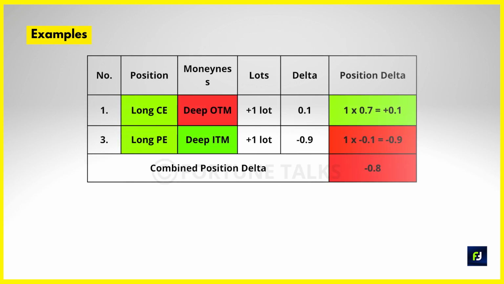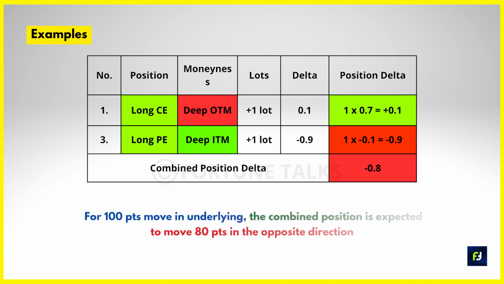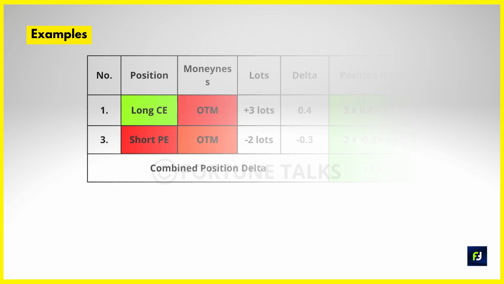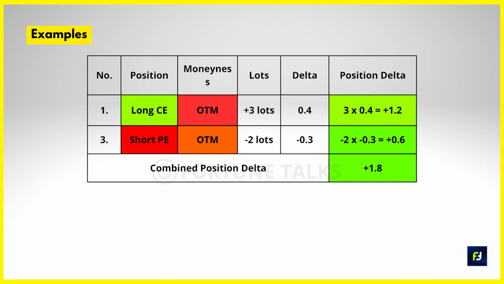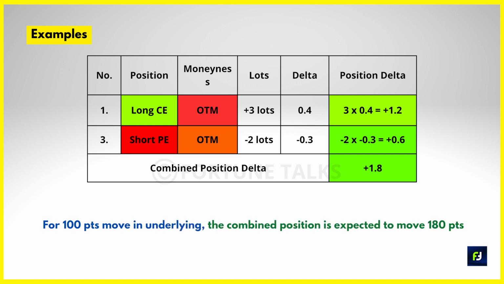In this example, a trader is long on both call and put options. The combined position has a negative delta of 0.8. This means the underlying and the combined option position moves in the opposite direction. So if the underlying moves by 100 points, the combined position is expected to move by 80 points in the opposite direction. You can even have different quantities as well. For instance, you can short 2 lots of put options and go long on 3 lots of call options with different deltas. The permutations and combinations are limitless.